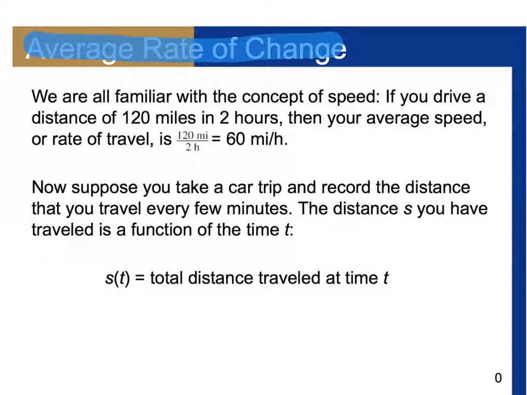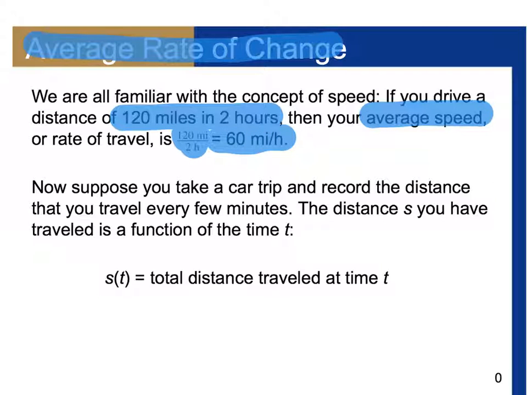One way to look at that is to look at speed. So let's say you go 120 miles in 2 hours. Okay, and you look at your average speed. Well, your average speed is just how many miles you went in how many hours. So 120 divided by 2 is 60 miles per hour. So that's kind of the most obvious example of a rate of change: you're reading on your speedometer that you're going 60 miles per hour.